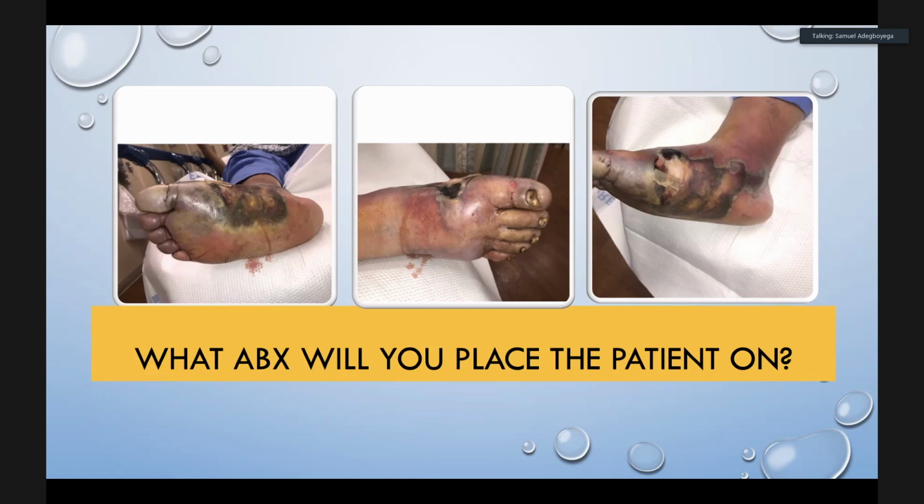If you have a patient like this and they're telling you, I'm not really sure if I've gotten a tetanus shot in my life, what's the next thing you have to do for this patient?